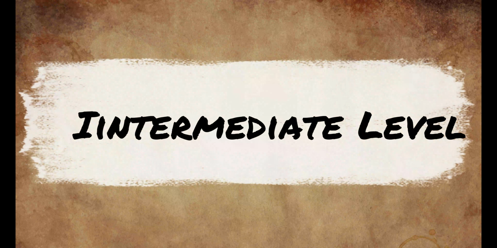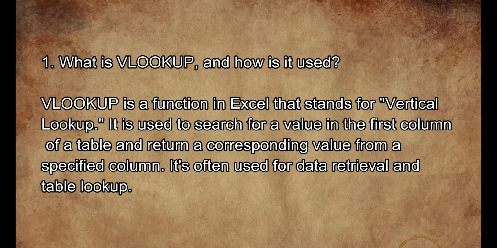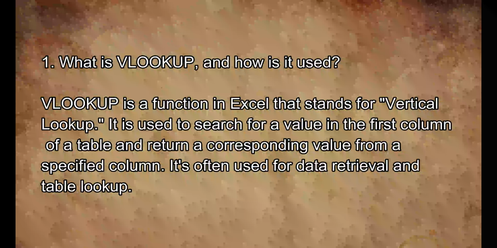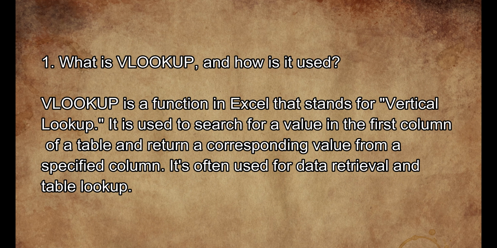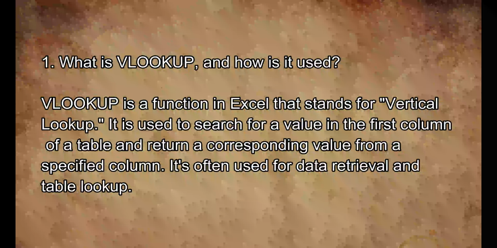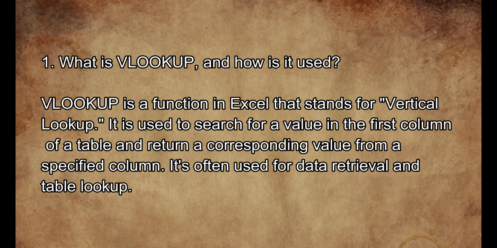Now, let's discuss some moderately challenging Excel questions often asked during interviews. 1. What is VLOOKUP, and how is it used? VLOOKUP is a function in Excel that stands for vertical lookup. It is used to search for a value in the first column of a table and return a corresponding value from a specified column. It's often used for data retrieval and table lookup.